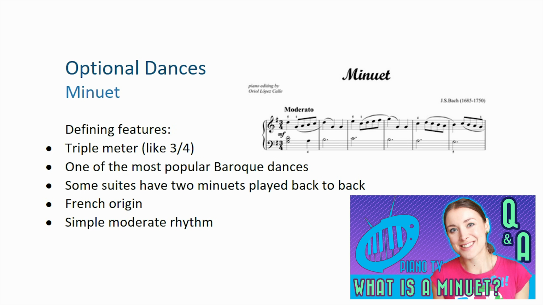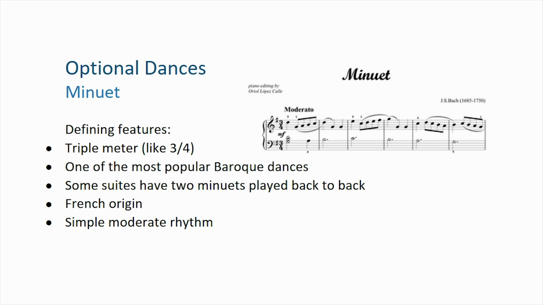I've talked about a minuet in depth on this channel before. It's one of the few Baroque dances that we've gone in depth on. So you can check that out. We'll link to it in the blog and below. But just really quickly, here are some of the musical features of this super popular dance. Well, one of them is that it's one of the most popular Baroque dances. Minuets are in triple meter, so usually things like 3/4.